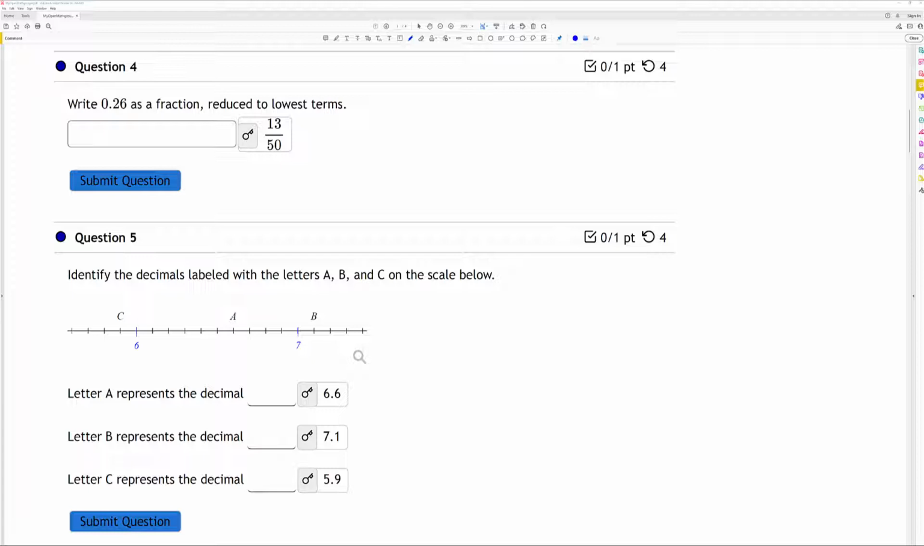For this one here, write out 0.26 as a fraction. That's in the hundredths place. So as a fraction, that would be 26 over 100. And we can simplify that. We can divide 26 by 2. We can divide 100 by 2. Then that gives me 13 over 50. And that's our answer.